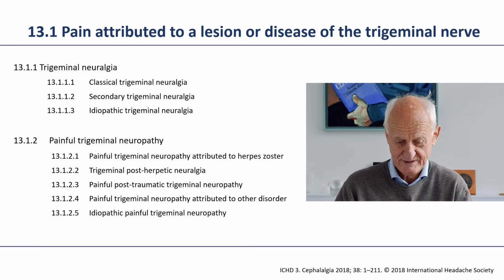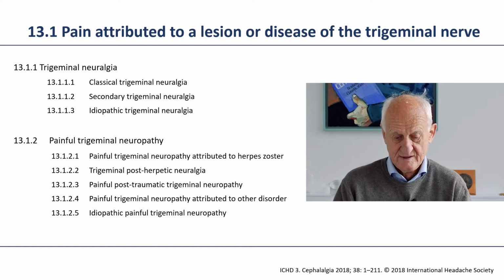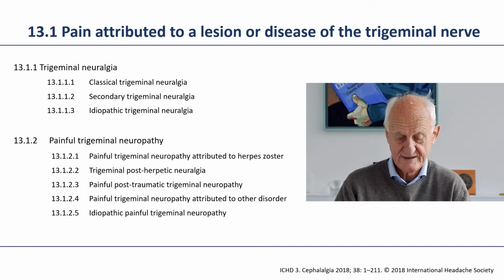the nerve, but it does not result in these shooting pains, but more in a boring, constant nagging pain. The trigeminal neuralgia is subdivided into classical trigeminal neuralgia, secondary trigeminal neuralgia, and idiopathic trigeminal neuralgia, and we get back to this in a moment.